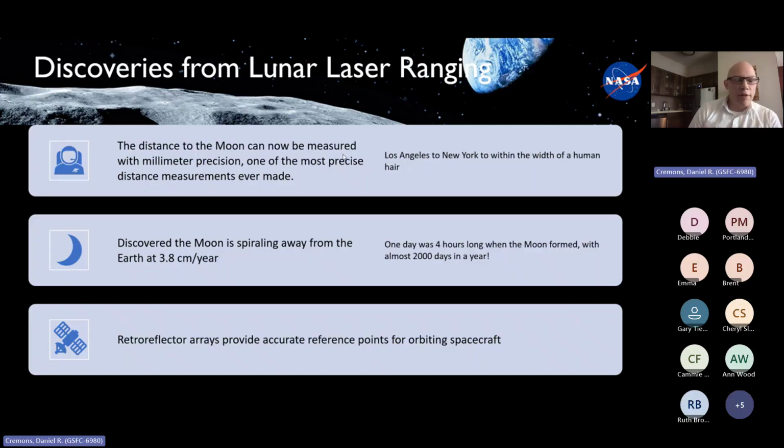And finally, they've proven that these retroreflector arrays can provide very accurate reference points for both orbiting spacecraft and essentially setting up a reference system on the moon.